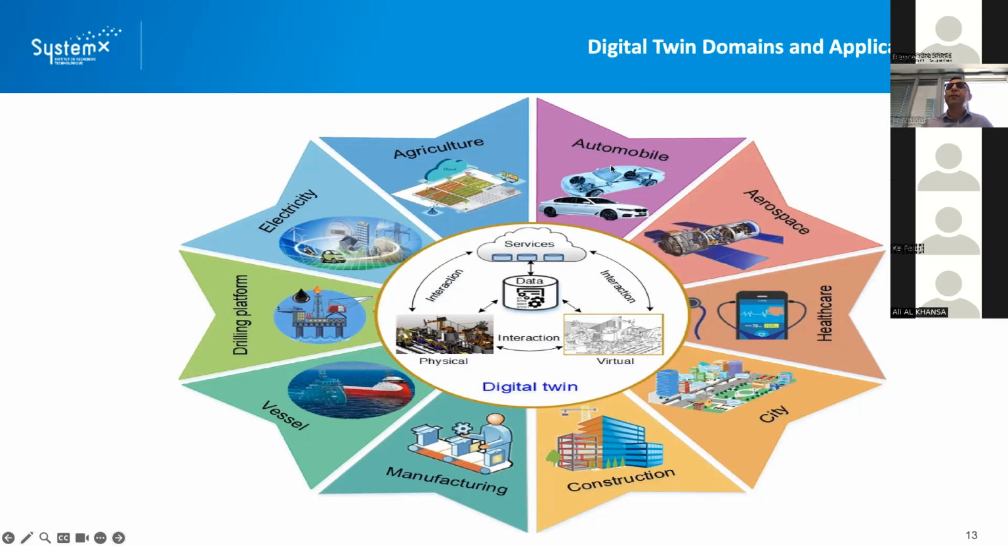We can find different sectors relying on the usage of digital twins for different purposes and objectives, such as gaining time and reducing costs. We have automobile, aerospace, healthcare, smart city, smart building, manufacturing, vessel, drilling platform, electricity, etc. At SystemX, if you allow me, we have at least the electricity use case. We also have the smart city use case, the smart vessel use case, and of course manufacturing use cases, which are going to be addressed in our program, which we call Digital Twin for Industries.